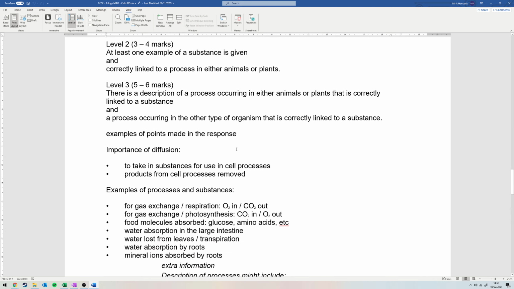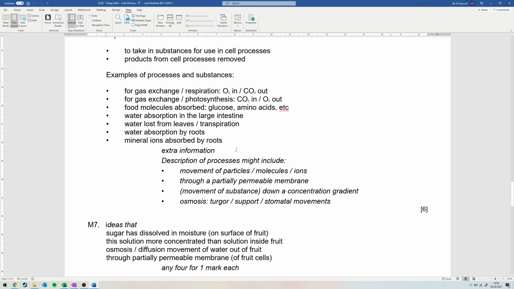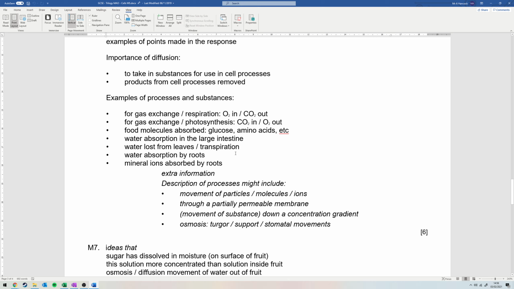And then what they've done is they've put the points. These are the points that are good points, so they're marking points. So what is the importance of diffusion? What are the substances? Okay, each one of these is a marking point, but how you link these marking points together is how you get the marks.